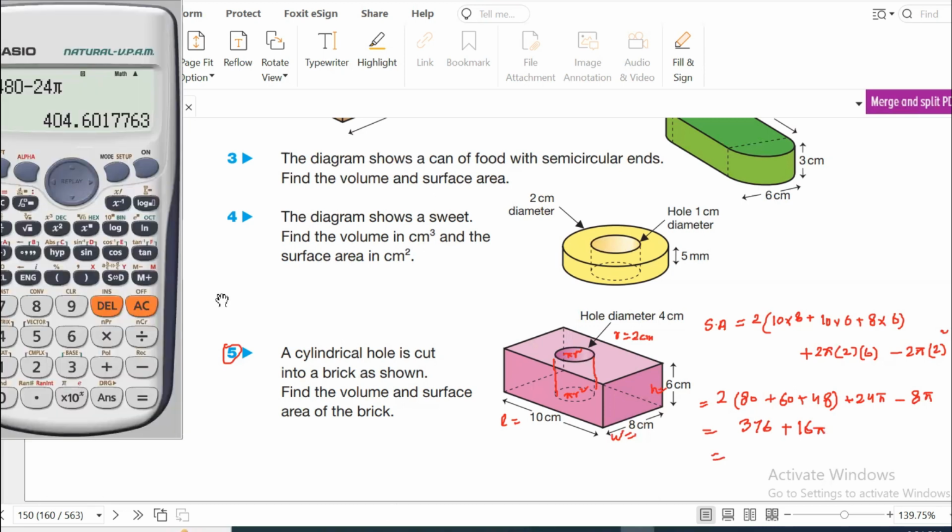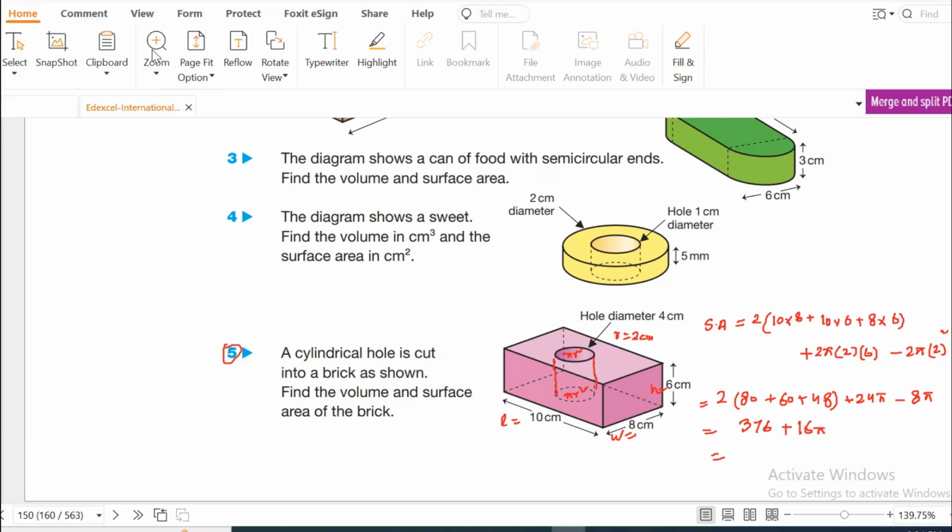Now you can check in the calculator as well. So your last answer is 376 plus 16 pi. 16 shift pi, we will get 426.3. So 426 is our last answer, and since it is surface area, we will write centimeter square.